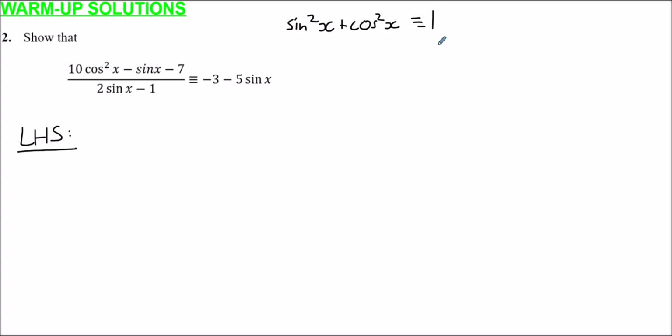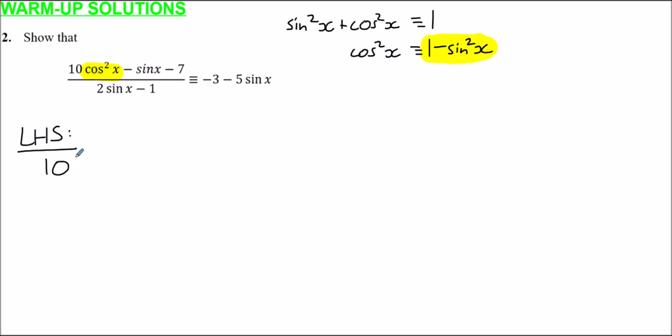So this cos squared x, I can subtract sine squared x on both sides. We can see therefore that cos squared x is going to be 1 minus sine squared x. So the first thing we can do is to change this with 1 minus sine squared x. So when we've got it all in terms of sine, that's a good first step.